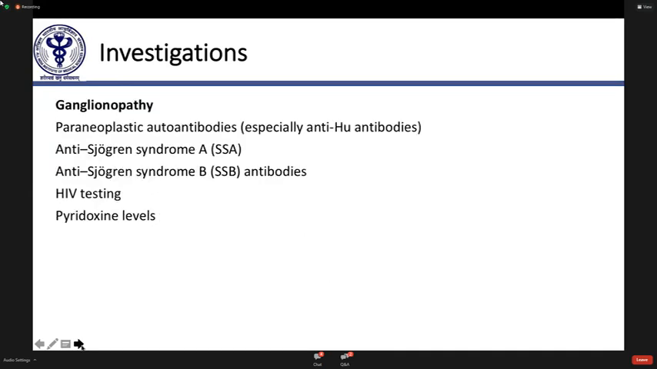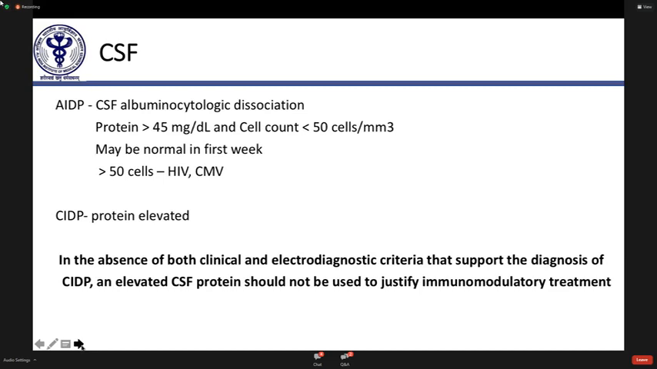In ganglionopathy, if you are suspecting it, the most common cause is paraneoplastic. You look for the paraneoplastic antibodies, especially anti-Hu antibodies. Sjögren is a common cause, with SSA and SSB, and HIV. If you are suspecting a pyridoxine toxicity, you can check pyridoxine levels, or you can stop the pyridoxine.